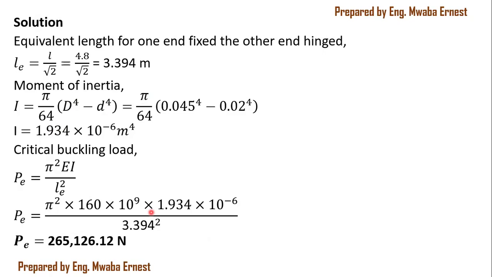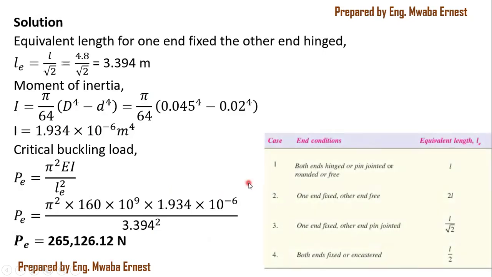Okay, so that's our answer. If you want to convert it into kilonewtons, it will be 265.1 kilonewtons. We'll leave it there for now. These are just end conditions for various scenarios, both ends pinned, then one end of the member fixed, the other one free, and the formulas follow like that, including what we're using.